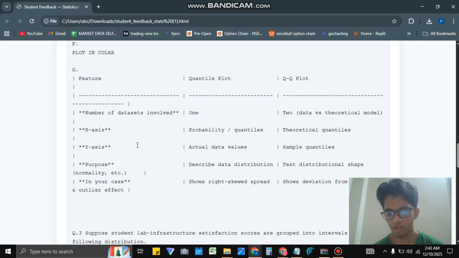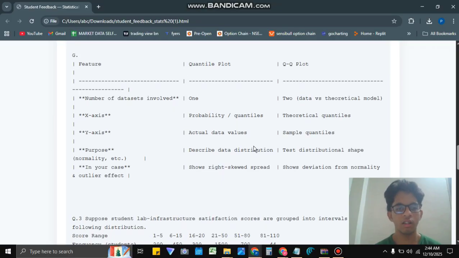The next question is the seventh part of the second question itself. It's asking what the basic difference is between a quantile-quantile plot and a single quantile plot. Here's a difference table. The number of data sets involved in a single quantile plot is 1, and here it's 2. On the x-axis we represent probability, while in this one we represent the theoretical quantile values. On the y-axis we have the actual data values in the single quantile plot.